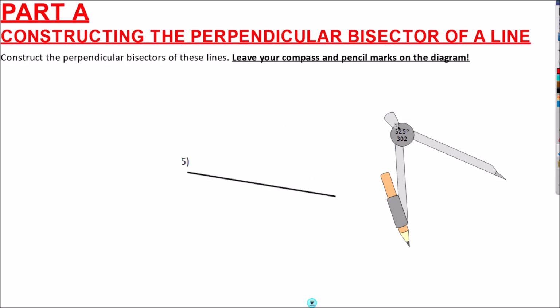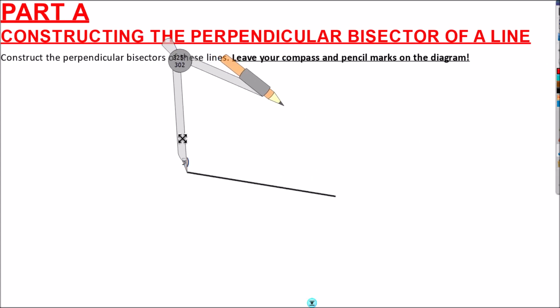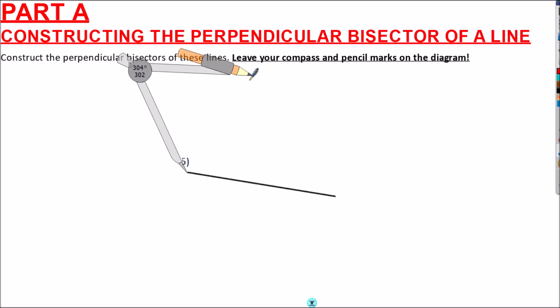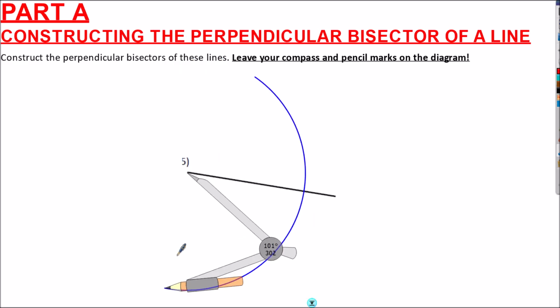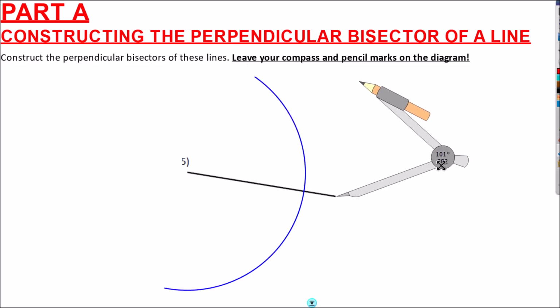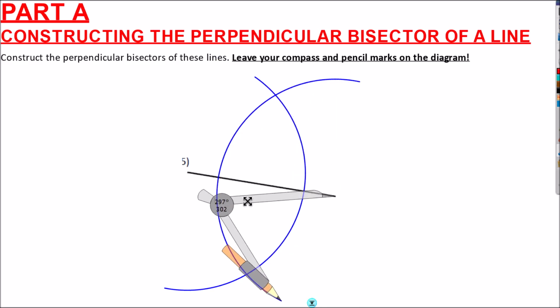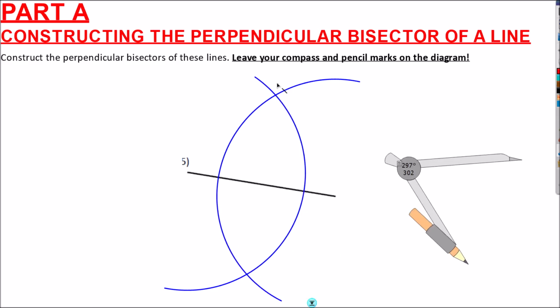Question 5. Again, we're going to do the same thing yet again. Compass needle at one end of the line, do a big semicircular curve from one end, switch sides, compass needle at the other end, and a big semicircular curve at the other end of the line. These curves cross at 2 points, and where they cross, draw a straight line through them, and once again that's how you do your perpendicular bisector.